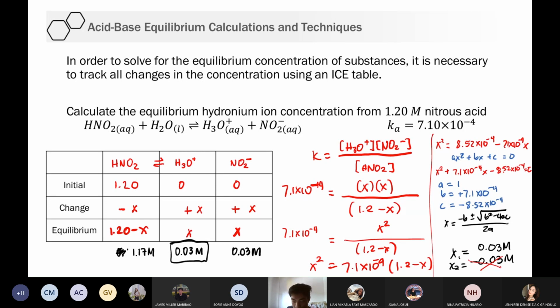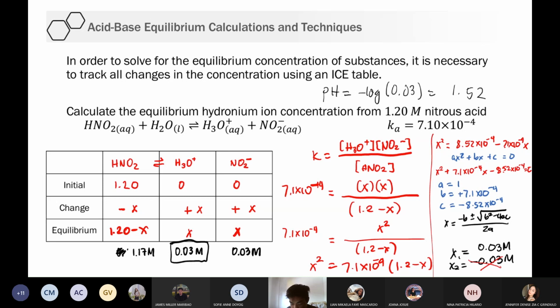Ano kaya yung pH ng solution na to? So, the pH can be obtained from the equilibrium concentration of H+. So, kung ano yung equilibrium concentration ng H+, dun mo pwede makuha yung pH. Okay? So, that's negative log of 0.03 molar. So, ano yung pH ng solution natin? The pH is 1.52. So, ganun.